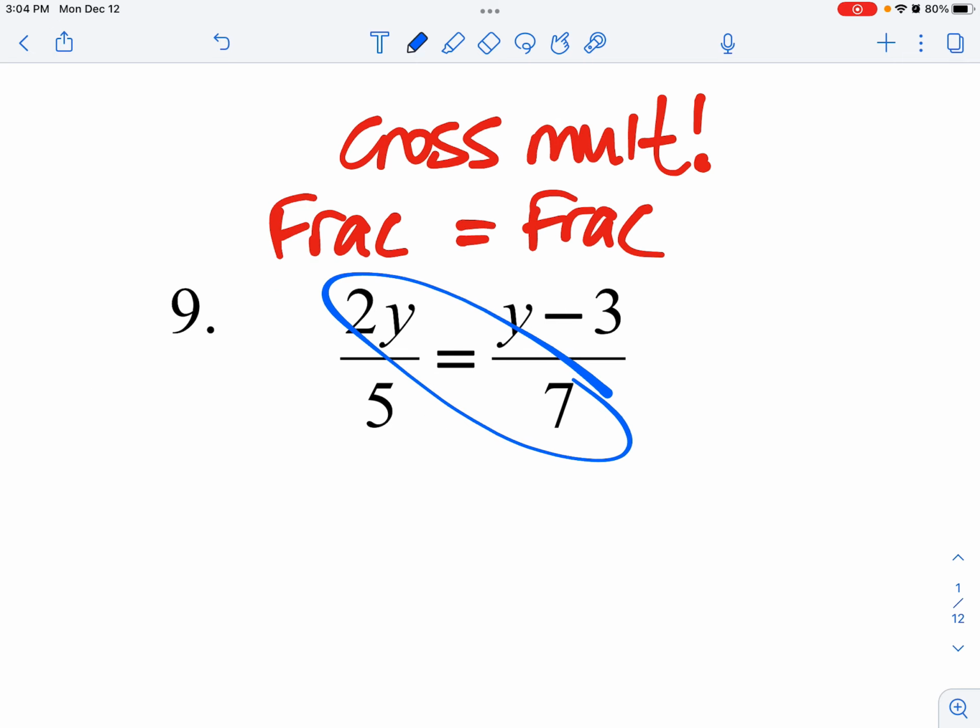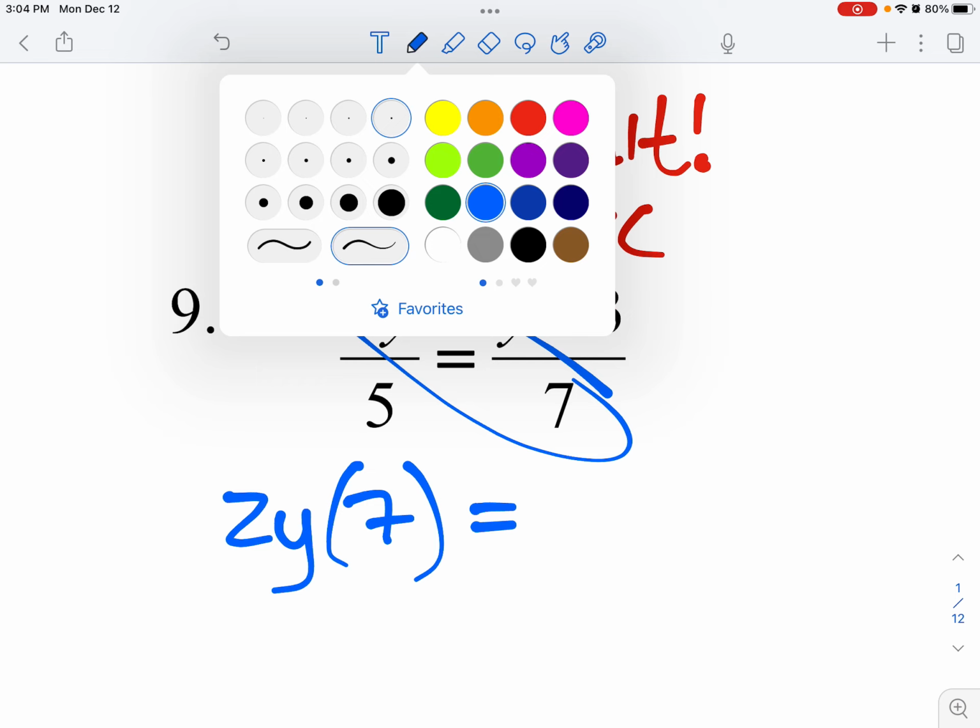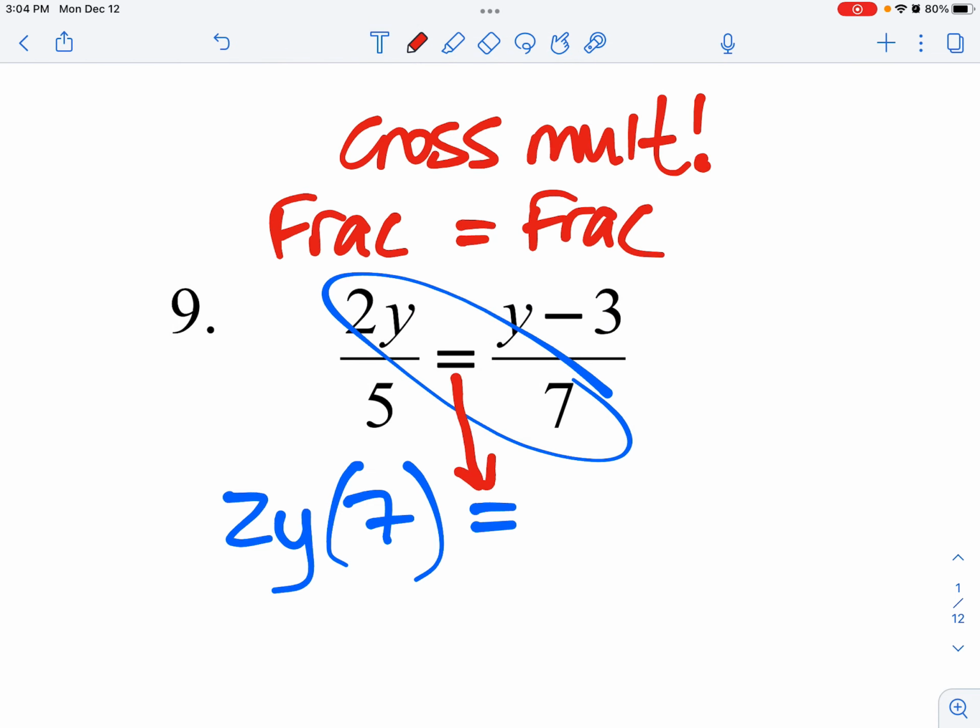2y times 7 gives me 14y. I'm actually going to write that. I don't like the way I wrote that. 2y times 7. Keep the equal sign in the middle. This equal sign stays right there. And then I'm going to cross the other way. 5 times y minus 3.